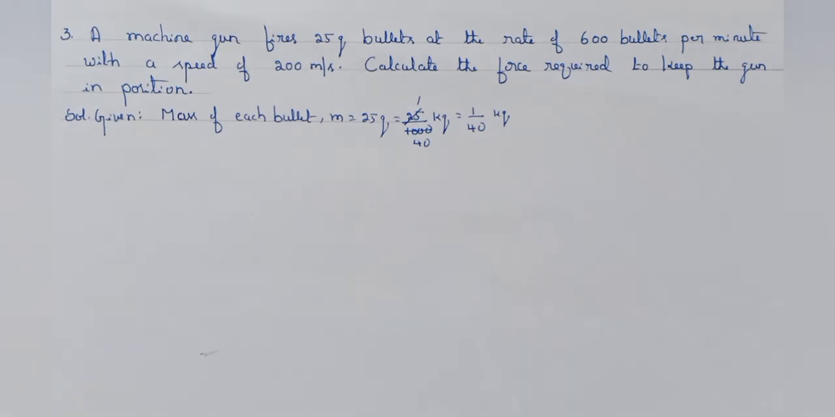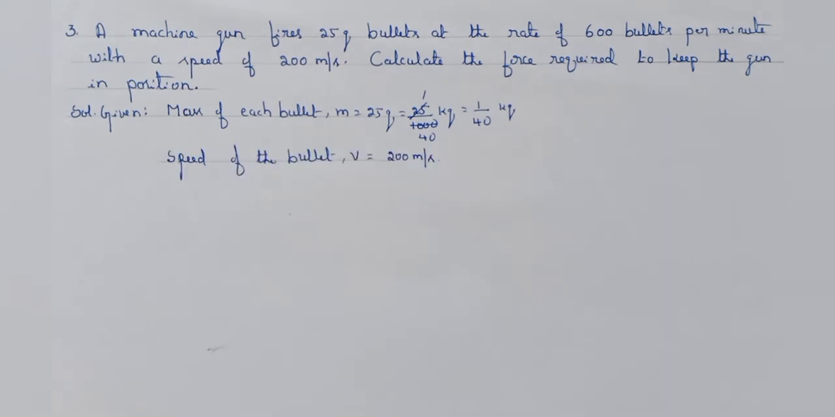Next, speed of the bullet is given 200 meter per second. And the number of bullets fired per minute is 600. So, find out the number of bullets fired per second.